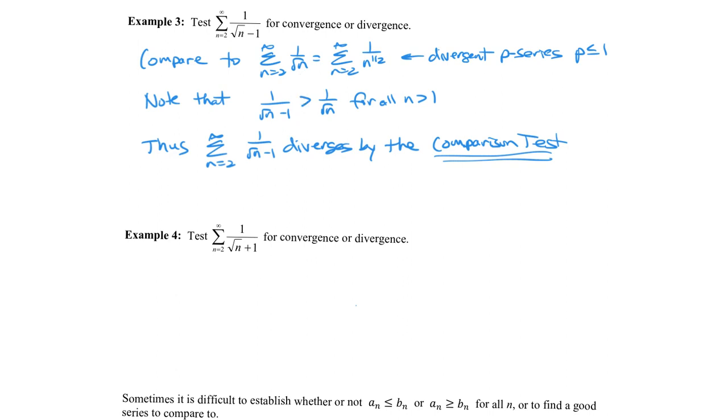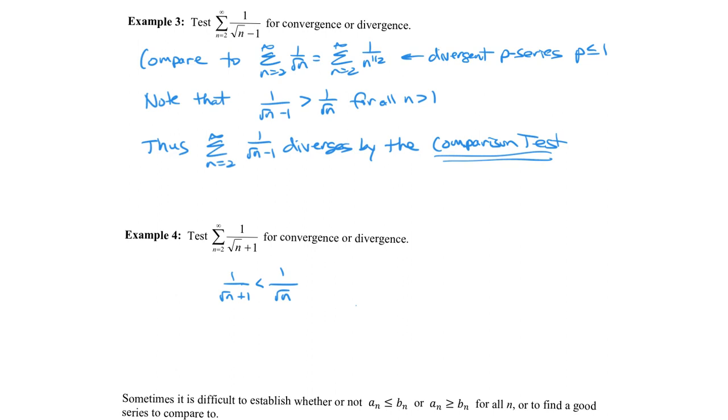But we can't use the argument we used above. Because look, if we did, if we say something like 1 over the square root of n plus 1, and I try to compare that to 1 over the square root of n, well, in this case, this denominator is bigger than this. So if the denominator is bigger, it means the whole number is smaller, because again, they have the same numerator.